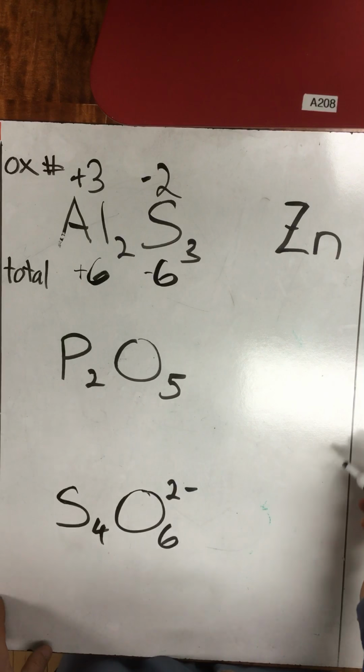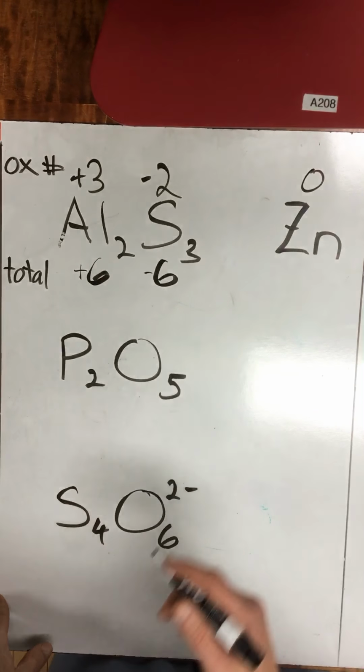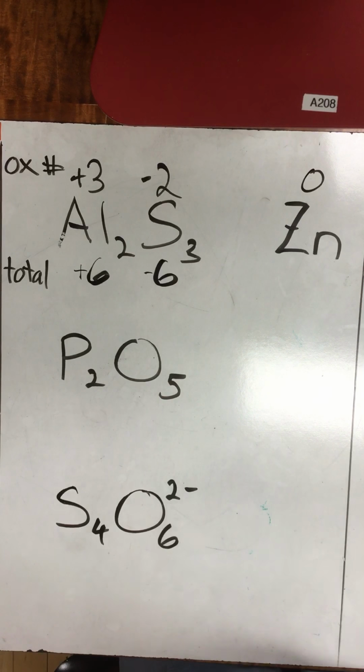That's super easy. Elements are 0 because they're bonded only to themselves, so there's no tendency to gain or lose electrons. All right, next example, P2O5. For this one, we're going to put on our molecular hat because these are not ions. And we do have to make an assumption here.